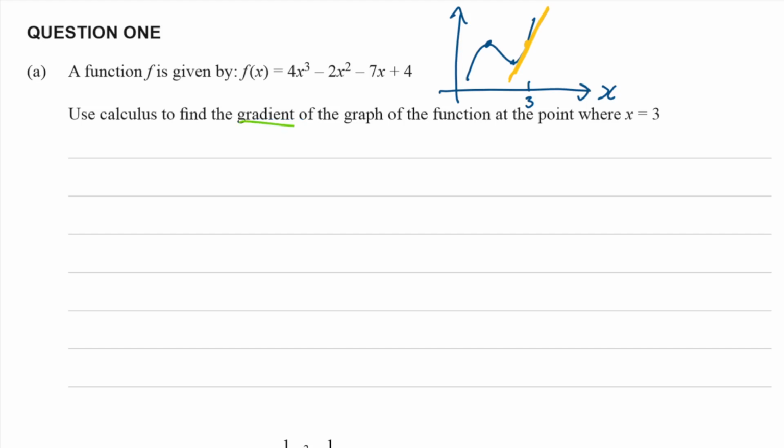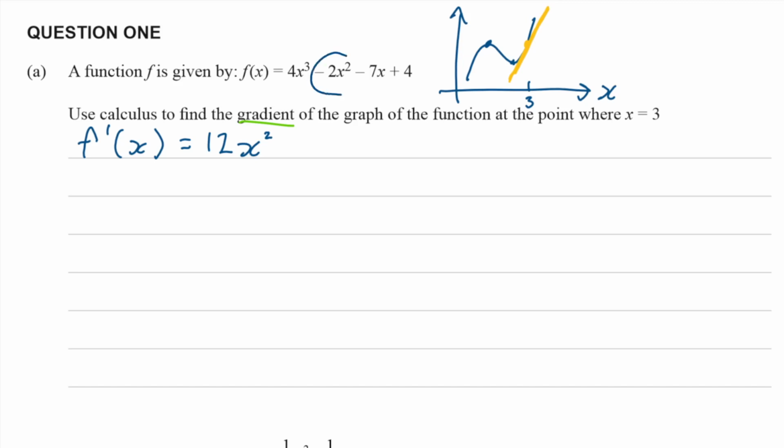So to get that, we denote that as f prime of x. The first derivative of the function f is the gradient function. And to find the derivative, we use the derivative of a polynomial term rule, where we take the power of x, multiply it out the front, so 3 times 4 gives 12, and then we subtract 1 from the power. So 3 minus 1 becomes 2. So the derivative of 4x cubed is 12x squared.